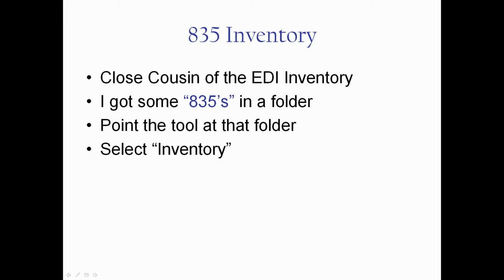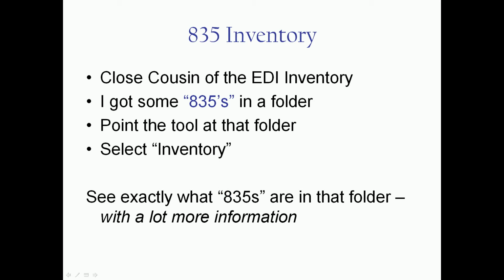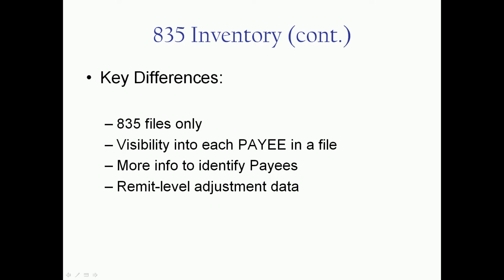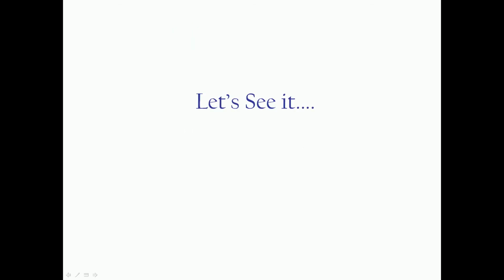You're going to point the tool at the folder, and you're going to see exactly which 835s are in that folder. But plus, it gives you a lot more information than the basic file inventory did. There's a couple key differences. First of all, 835 files only. Doesn't matter if they're 4010 or 5010 or whatever the next standard is. But it also gives you visibility into each payee in the file, as opposed to information on the file in total, and more information to identify those payees. There's also a spot to look at the PLB segments, otherwise known as remit level adjustments. So let's take a quick look at that.